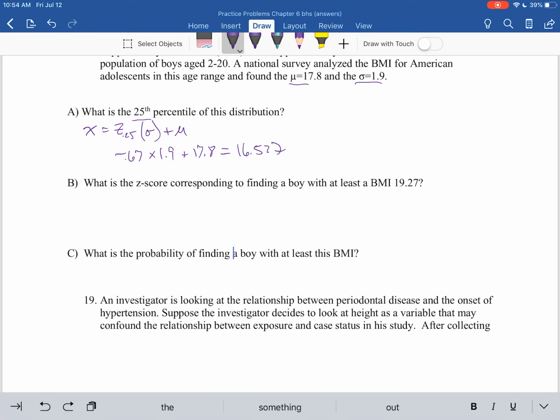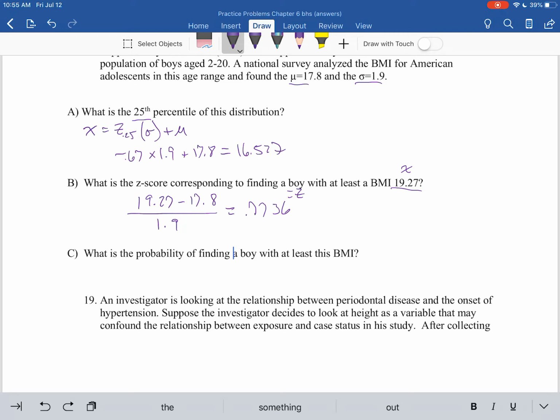Now, moving along, what is the z-score corresponding to a boy with a BMI of at least 19.27? So now we have an x value here. We're going to take our x value of 19.27 minus 17.8, which is our mean, divided by the standard deviation of 1.9, equals 0.7736. Now this is the z. Remember, this is just the z value that we're finding here.